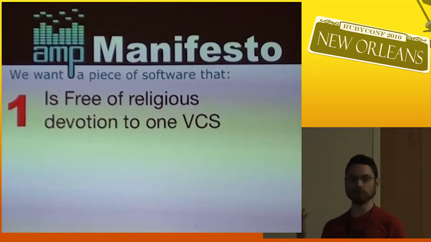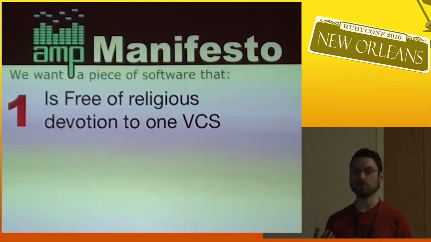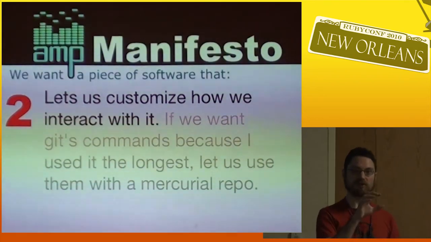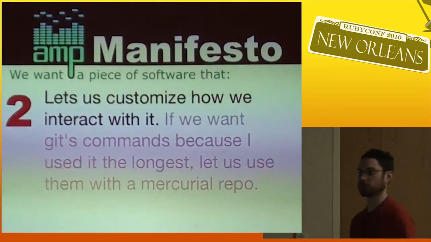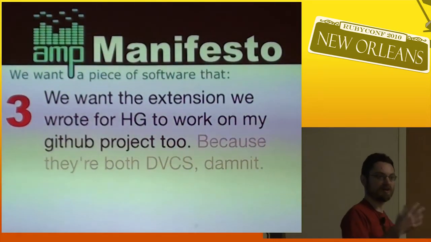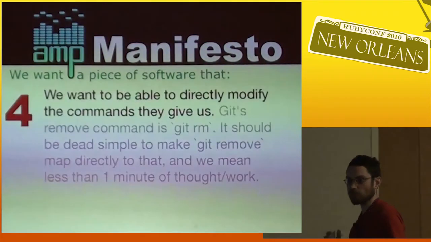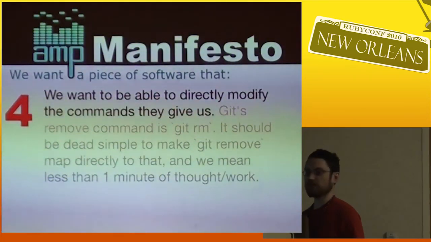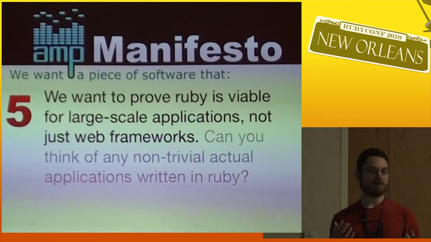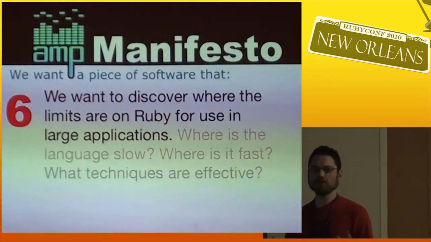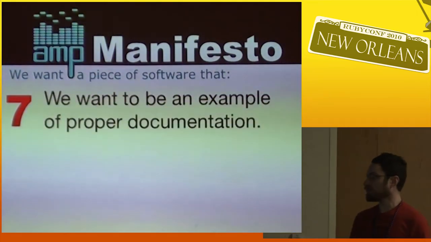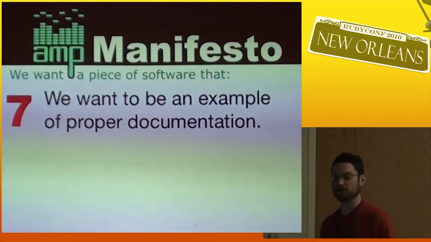Its goal is to be free from devotion to a single version control system, to allow you to use any one and to allow everyone to use every repository, to allow you to pick the interface you want to your repositories and to other repositories. To have extensions that you can use on any repository and write extensions that work on any repository. To have easily customized commands in the Ruby that you already know. To prove that Ruby is viable for large-scale applications. And to discover how to build large-scale applications in Ruby. And to be an example of a well-run project with good documentation.